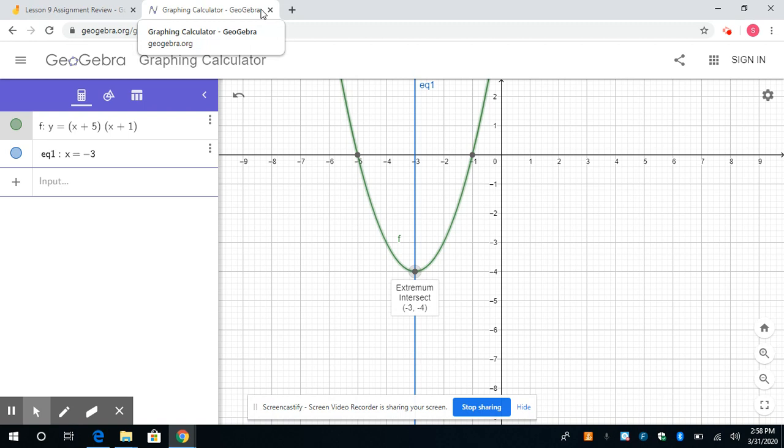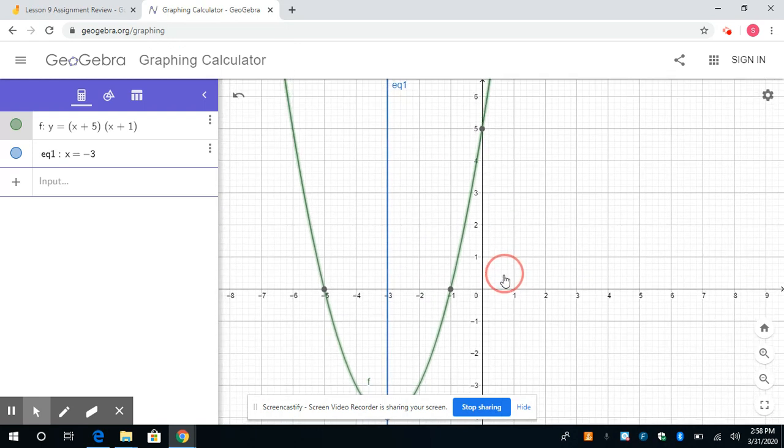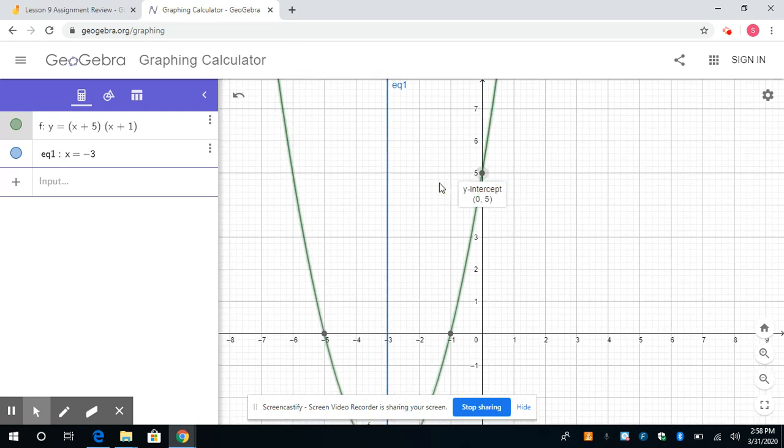What else did they ask you? They asked you for the y-intercept. So if you did graph it, this is easy. You can just look at your graph. My y-intercept is (0, 5). Go ahead and use GeoGebra if you see that this may be easier than using your graphing calculator. It's up to you, right? This is a resource you guys can use. It really does give you a lot of information. So the y-intercept is (0, 5).